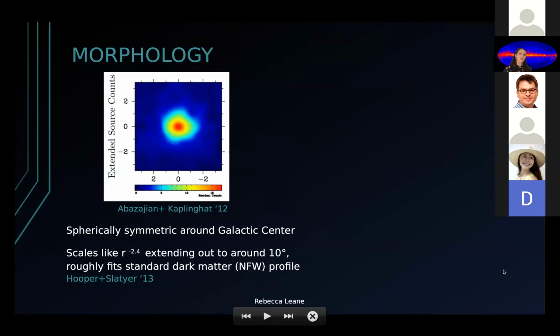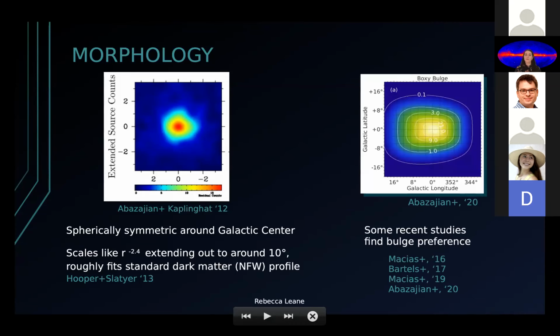Okay. So what features do we think it might have? In terms of its morphology, it looks like it's something that's approximately spherically symmetric around the galactic center. You can see something like the figure here. It scales like an inverse power law, roughly r to the minus 2.4, extending out to at least about 10 degrees from the center of the galaxy. The really interesting thing here is that it can roughly fit a standard dark matter profile, just the NFW sort of profile. There have also been some interesting recent papers saying that potentially the morphology of the excess might be more like the stellar bulge, which has the morphology shown on the right. These are the papers at the bottom, and I'll speak just really briefly about that later.